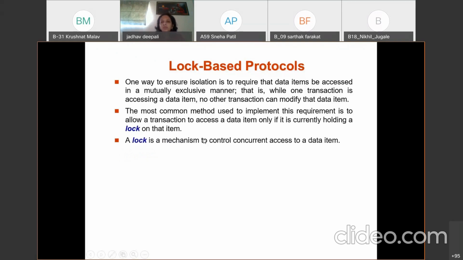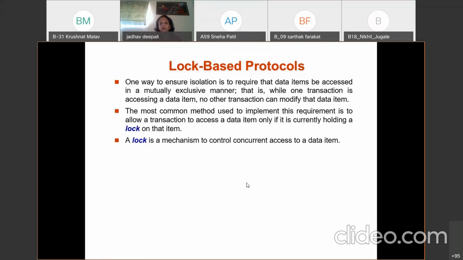So the most common method used to implement this requirement is to allow a transaction to access a data item only if it is currently holding a lock on that data item. Means if the transaction T1 holds a lock on data item A, then that transaction can use that data item and modify that data item. So that is the lock mechanism. Here the lock mechanism is used to control the concurrent access to a data item.